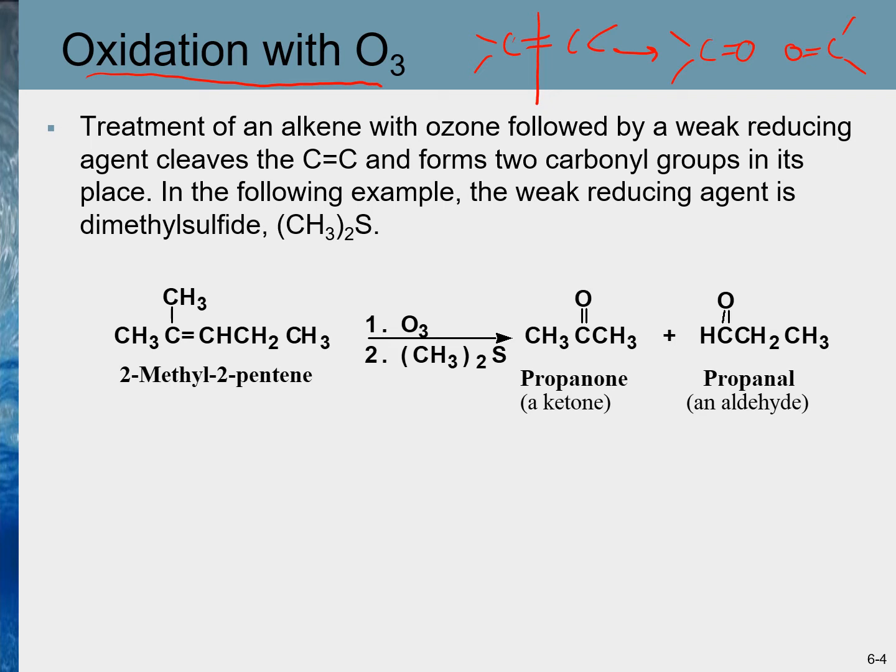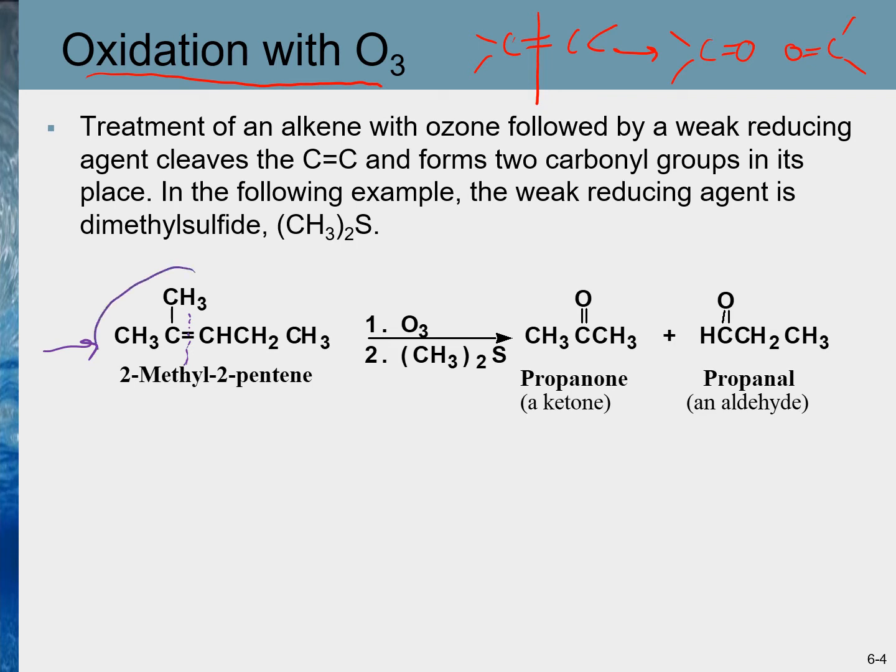So treatment of any alkene with ozone followed by a weak reducing agent will cleave the carbon-carbon double bond and form two carbonyl groups in its place. In this example, the weak reducing agent is dimethyl sulfide. So if we take a look at this example, in the first part of the reaction, ozone will cleave the double bond. So this double bond will completely break off.